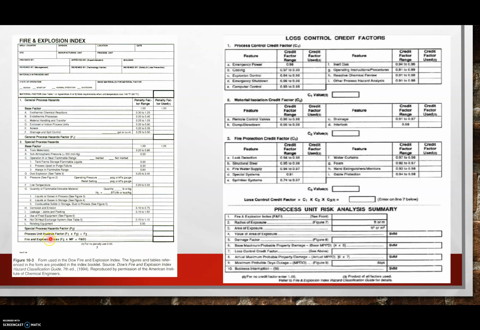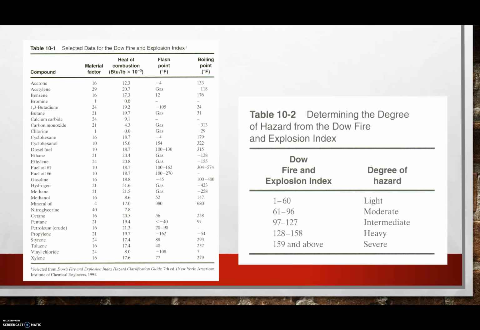So you have your process unit hazard factor, F1 times F2. This is your F3, the value of your survey. Okay, F3. And finally, the FEI index will be obtained after you take your F3 times your material factor. So this, your FEI index, can be compared with this degree of hazard.